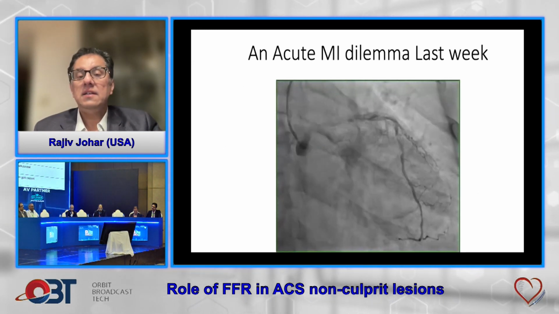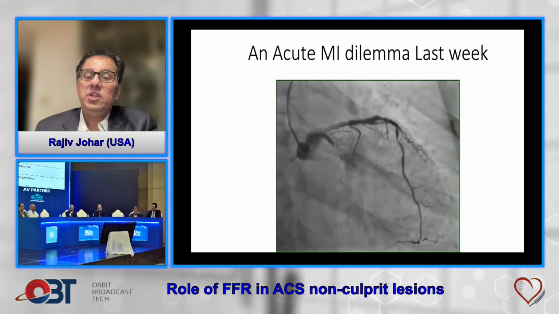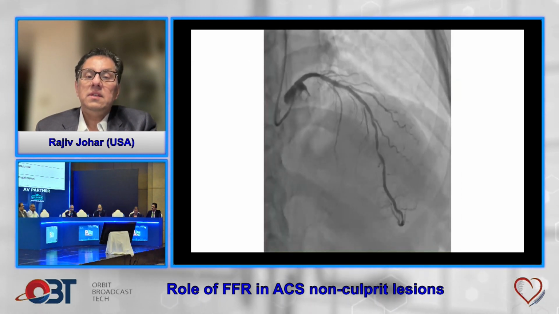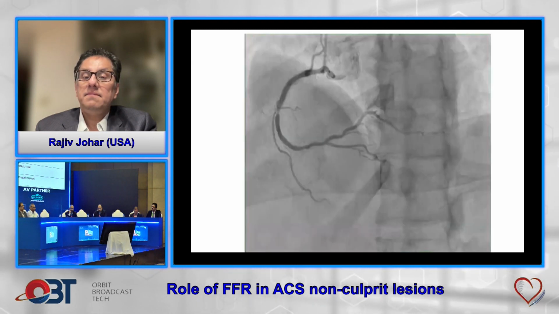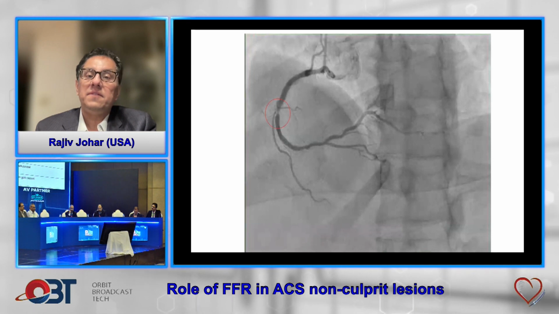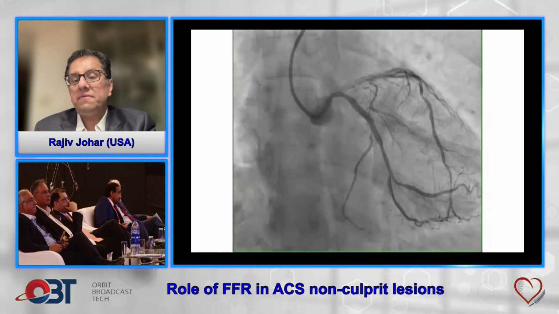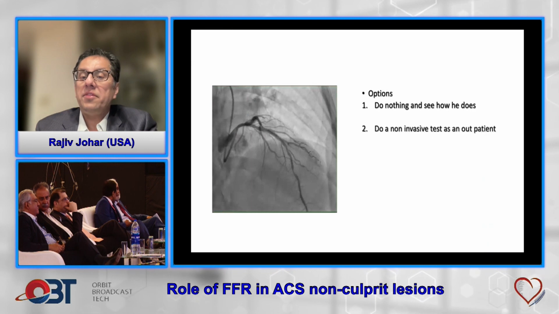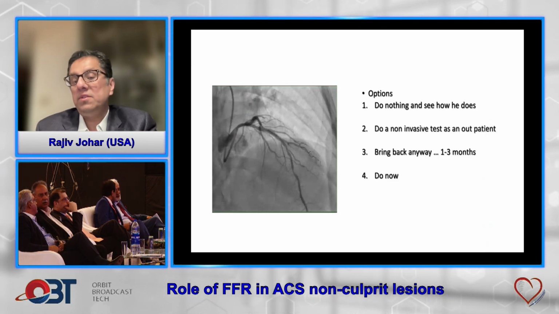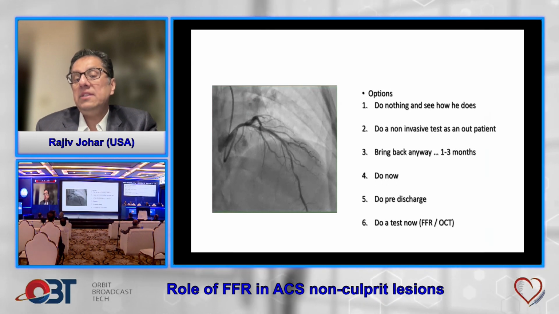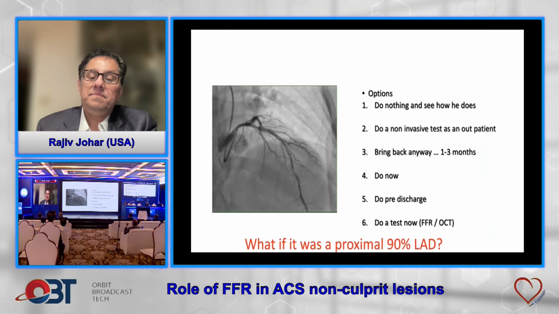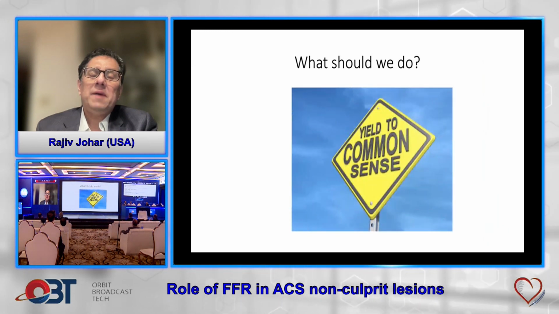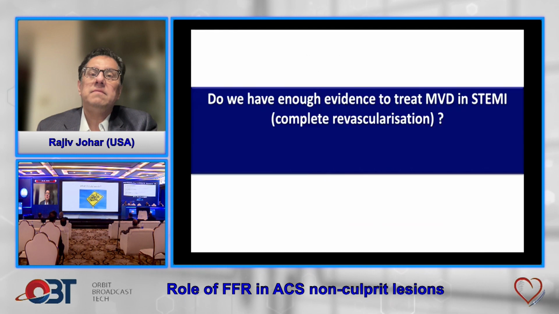And this is a dilemma that I had a few weeks ago, an acute circumflex infarct. That mid-LAD definitely has a lesion. Is that lesion significant or not? This right lesion is clearly significant. And so we fix the circumflex, we fix the right because that was significant. But what do we do about our LAD? Do we do nothing? Do we do a non-invasive test? Do we bring him back in 1 to 3 months? Do we do it now? Do we do a pre-discharge test on it? What if it was a proximal 90% LAD lesion? Would we have fixed it then? And so we have to yield to common sense when we do complete revascularization.